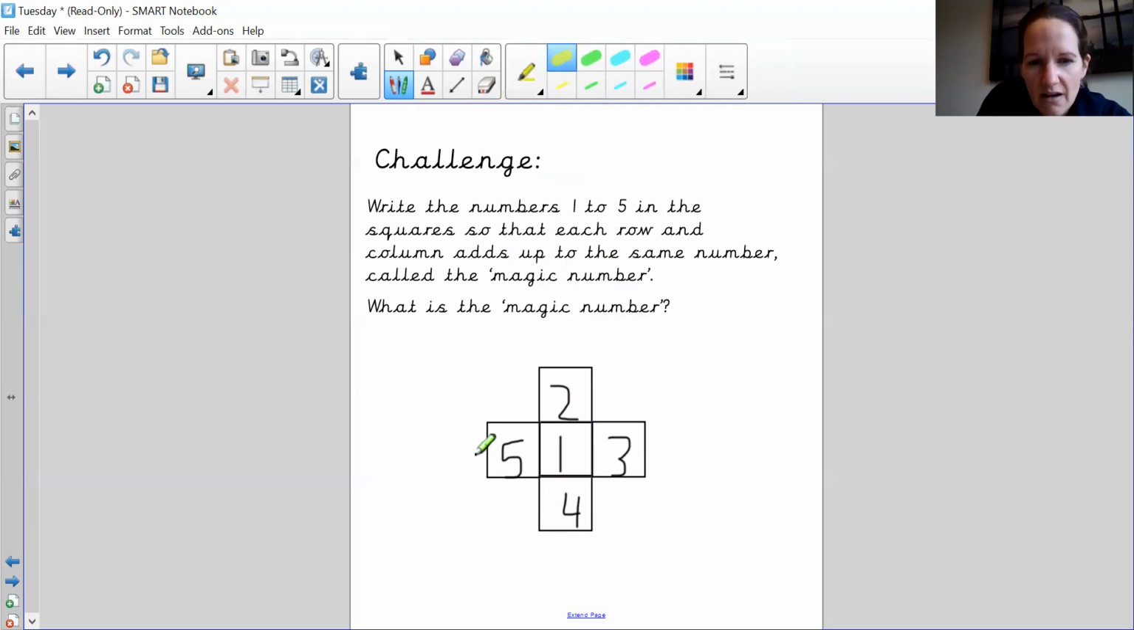So let's check. 5 plus 1 is 6, plus 3 is 9. And then 2 plus 1 is 3, plus 4 is 7. Oh, that's only 9 and 7. They're not the same. So that means that it's not right. So you're going to have to give it a go, okay, and see if you can figure out the correct way to put all of the numbers. So that's a big, tricky challenge.